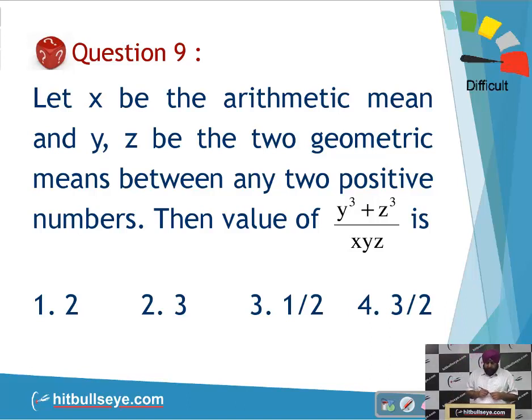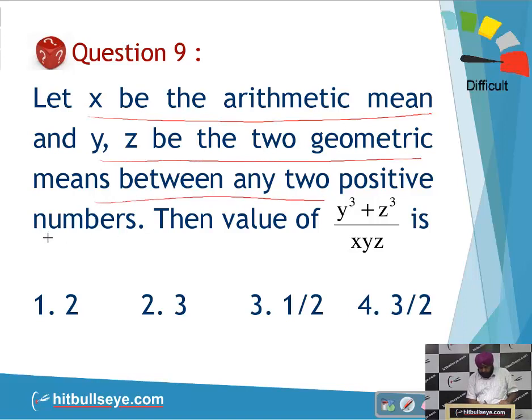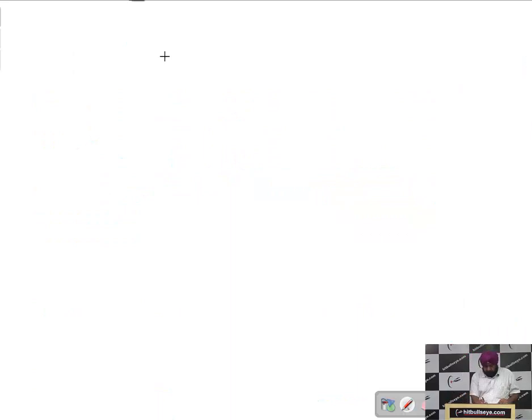x is the arithmetic mean and y, z are the two geometric means between two positive numbers. Then the value of (y cube plus z cube) upon xyz. If this is a general solution, then it will be true for every series. Let us take it with the help of a simple example. If the numbers are 2 and 16, that is 2, 4, 8, 16. Let us solve it here.